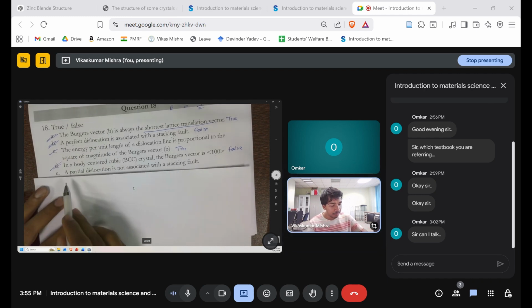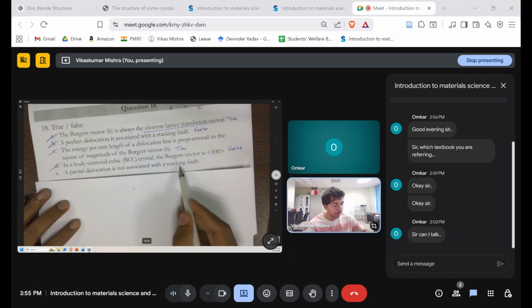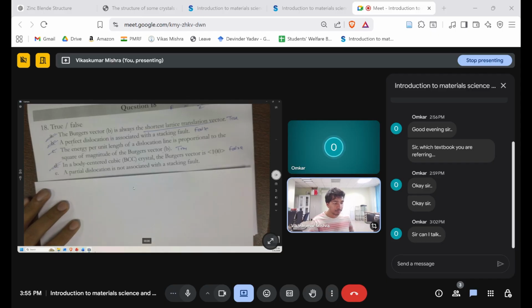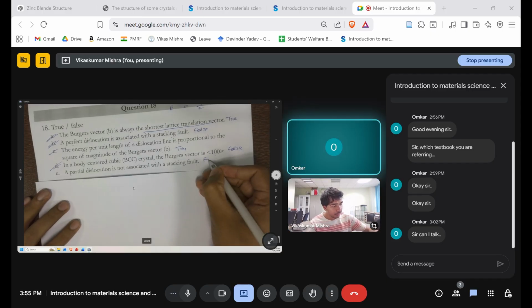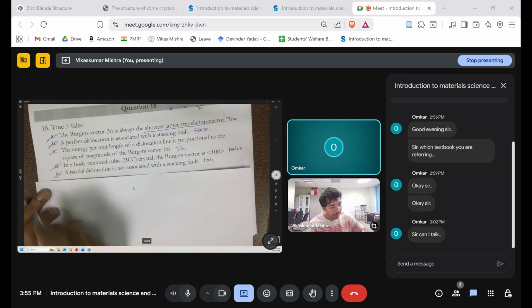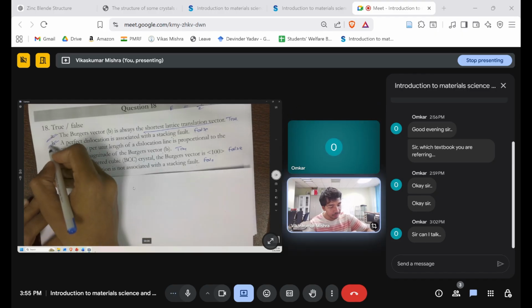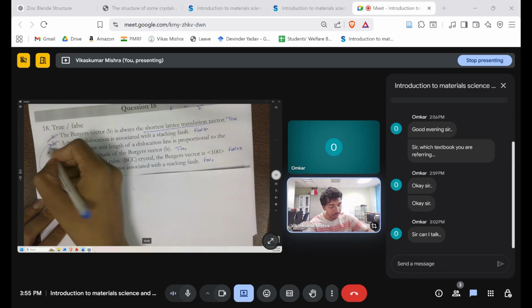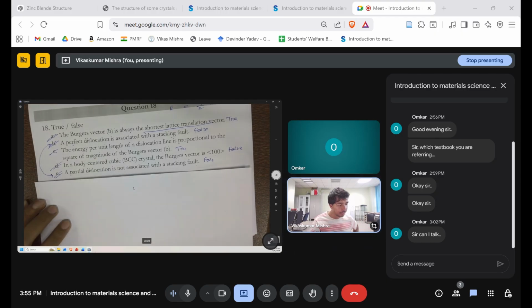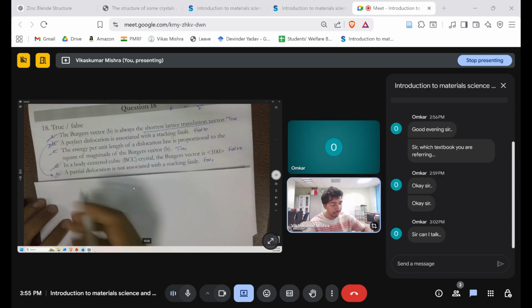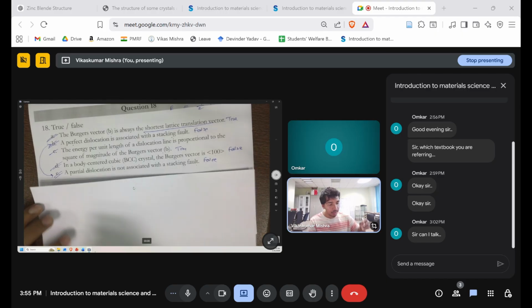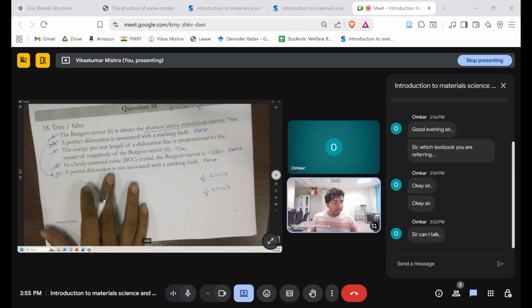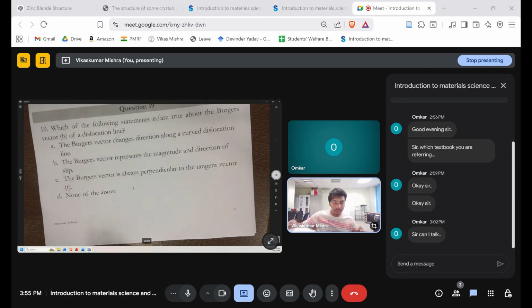Now last part. A partial dislocation is not associated with the stacking fault. False, right? It will result in a stacking fault, right? Yeah, it is. They are more or less close questions. Maybe I designed it wrongly, but okay, fine. It's false. So with that, we have solved question number 18. Let's move to the next part, question number 19.